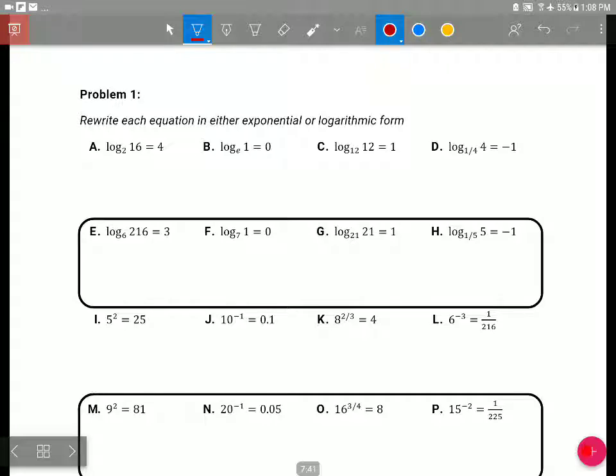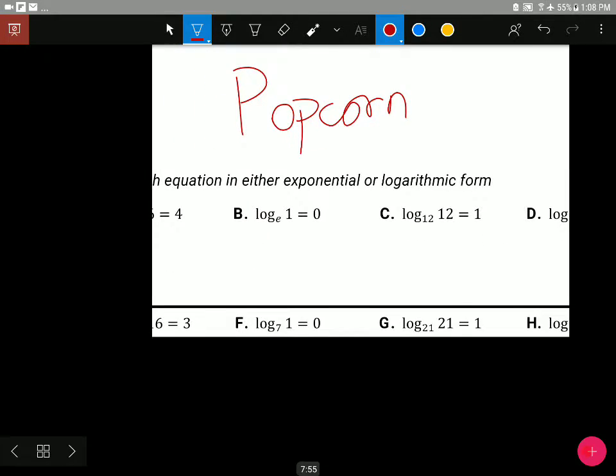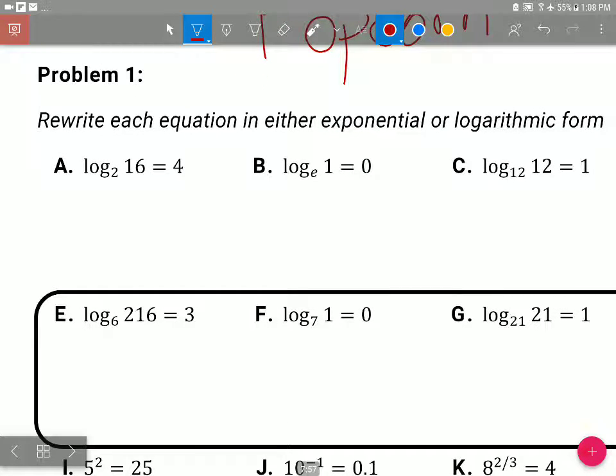Now there's a lot on that page, but this is a lot easier than you think. We're going to start off by going back and forth between a log and an exponential, and we're going to use something called popcorn. Everybody loves popcorn, except for when it gets stuck in your teeth.